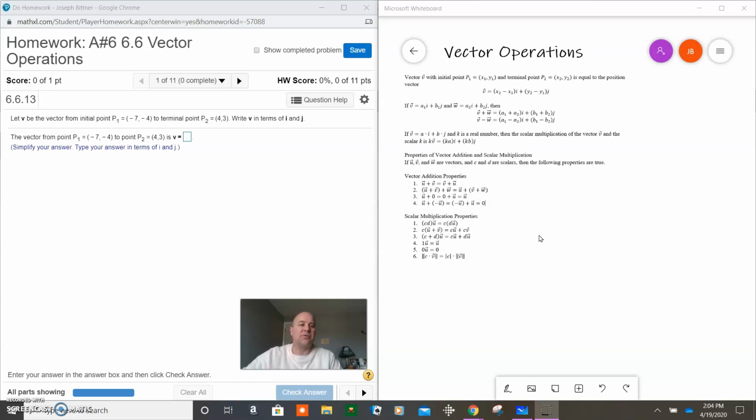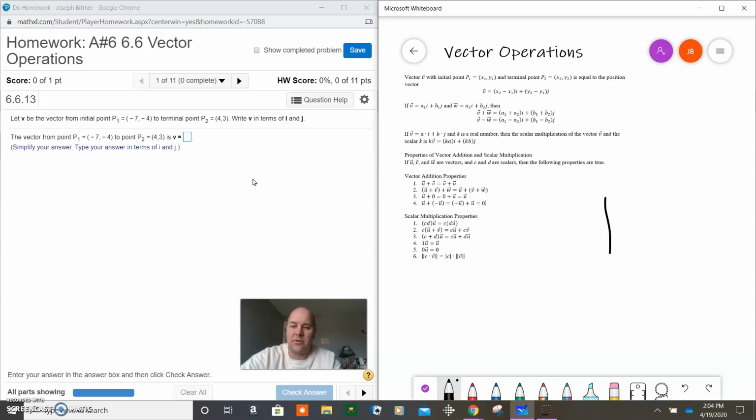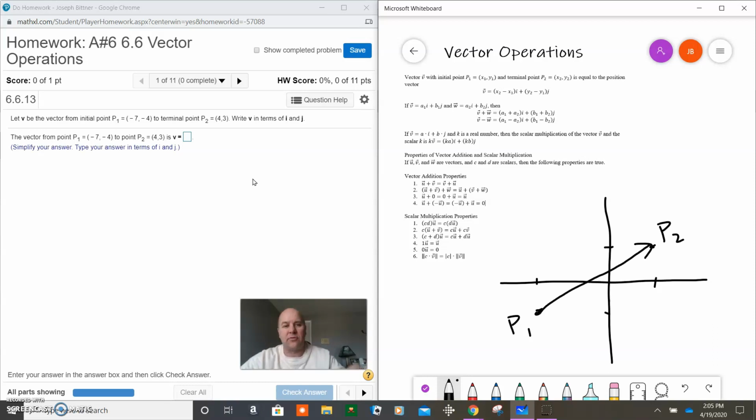All right, let's start with question 1 here. Question 1 has point 1 and point 2. So let me go ahead and draw a picture of this. The picture looks something like this, and it starts at -7, -4. So -7, -4 is going to be somewhere down here, point 1. And then point 2, 4, 3 is going to be somewhere up here, point 2. So it's starting there and it's going up in this direction.